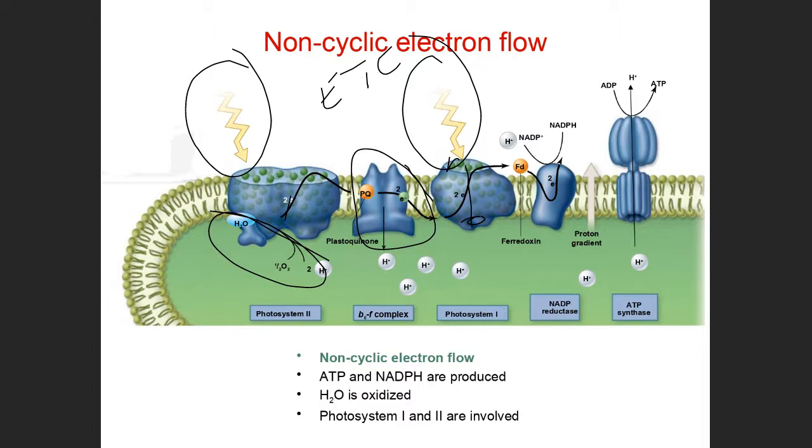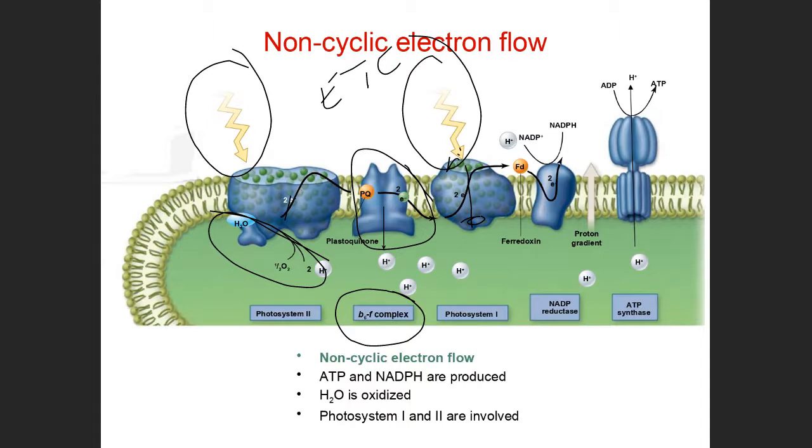And this one will accept it from the splitting of the water. So that's my ETC, okay? It's a b6f complex. All right, those electrons that get excited in photosystem 2, they go through the ETC.